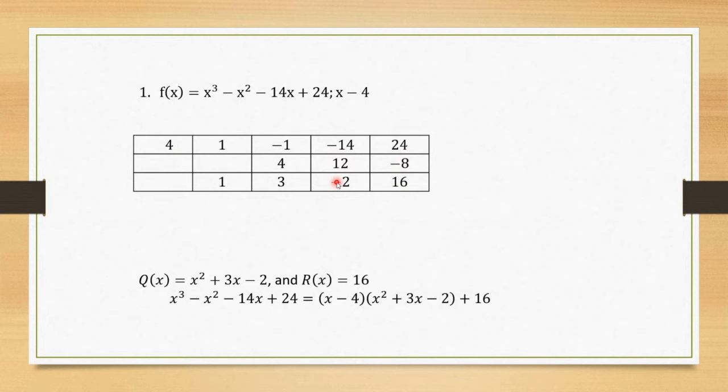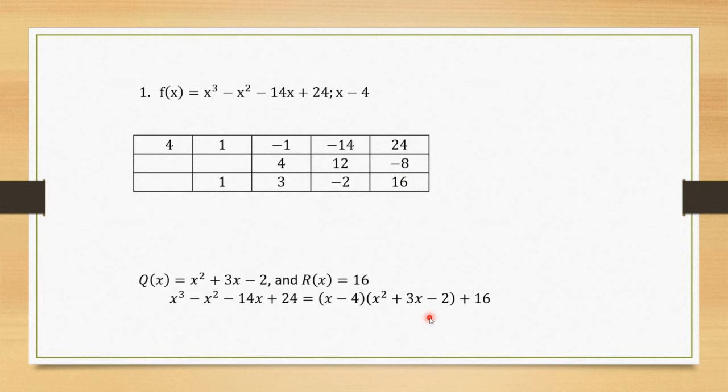So these are the coefficients of the quotient. The quotient is 1 degree less than f, so this is degree 2. We get x squared plus 3x minus 2. Our remainder is 16. So this is our quotient, this is our remainder, and we have this. And notice that 4 is not a factor of this. How do we know that? There's a remainder.